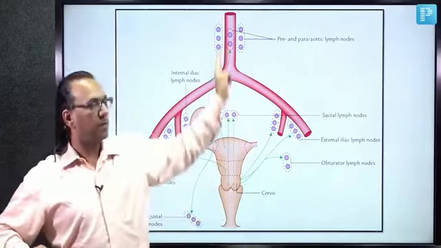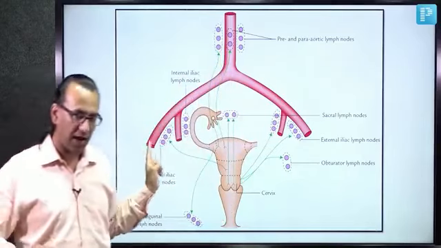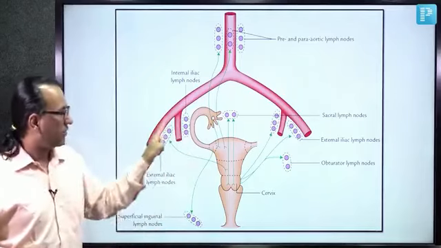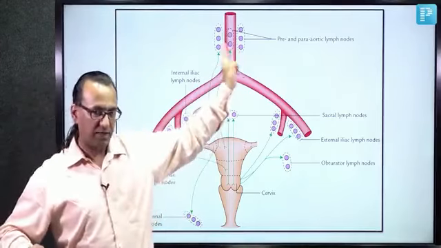As you see here, this is the abdominal aorta bifurcating into the common iliac artery, bifurcating into internal and external iliac artery, and the arteries are being followed by the lymphatics. External iliac artery, you have lymph node. Internal iliac artery, you have lymph node, and there is pre and para aortic lymph node.